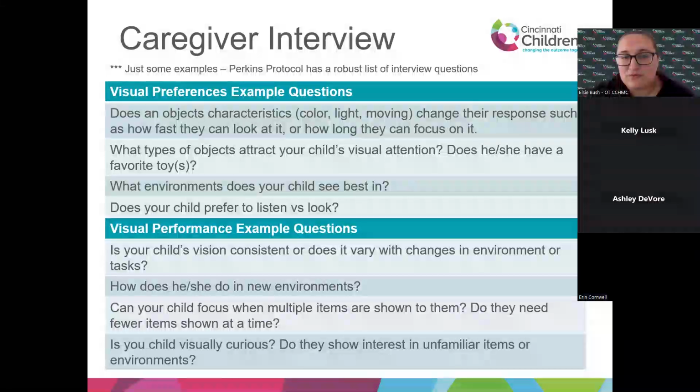When we think about visual performance, we may want to ask questions about whether they are consistent with how they look and how they're able to focus on a task. Is there fatigue, and does their vision use vary? Again, pulling in environments, do they do well in new environments or do they have a hard time with new environments? We can ask how many objects they can focus on at a single time. If there's more clutter in the environment, does that change how they're able to focus?